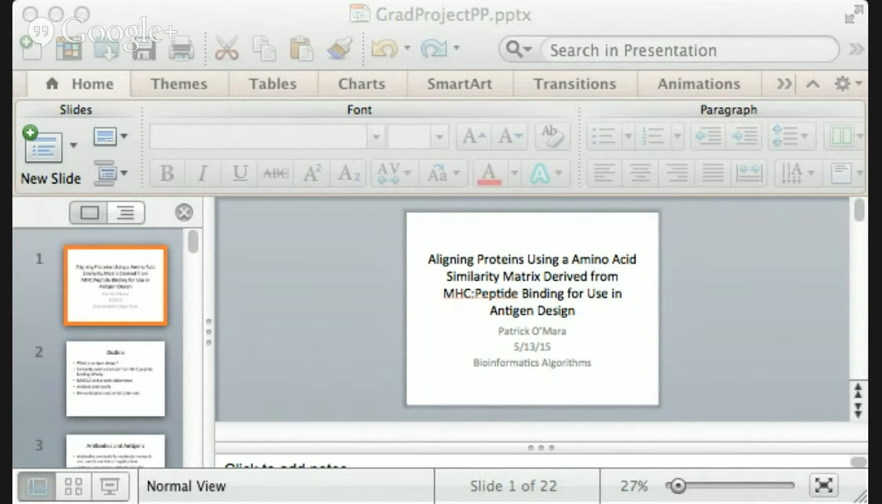So what is an antigen? An antigen is the part of the protein that the antibody binds to. In essence, in antigen design, we're trying to find good regions on proteins that an antibody could bind to. And what makes a good antigen?